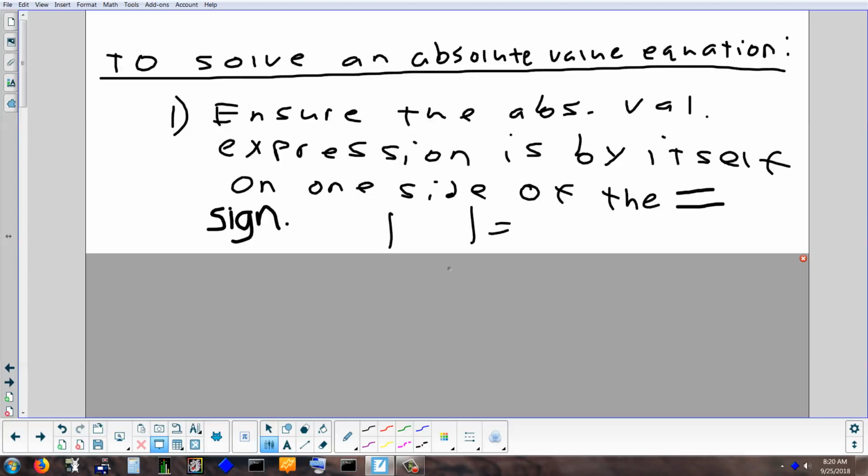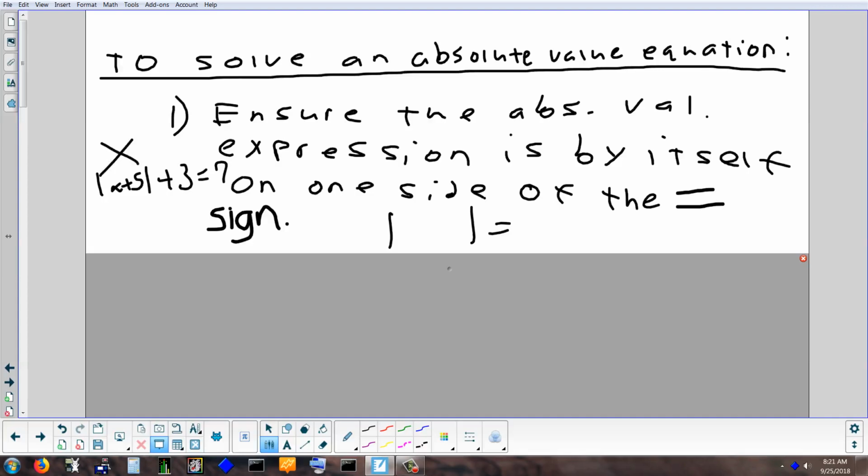You don't want, like, the absolute value bars plus 3 equals 7. If you had something like x plus 5 in the absolute value bars plus 3 equals 7, you wouldn't be able to solve that yet because the absolute value bars aren't by themselves. Think of what's inside the bars almost like one big variable. You want to get that alone first, then you can solve.